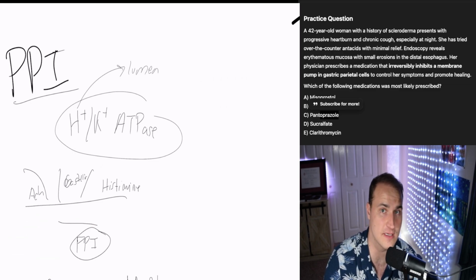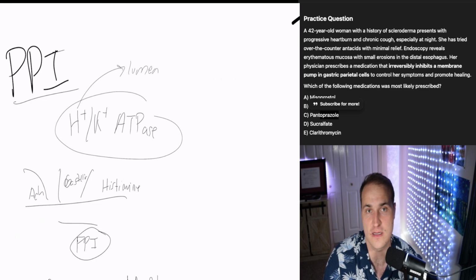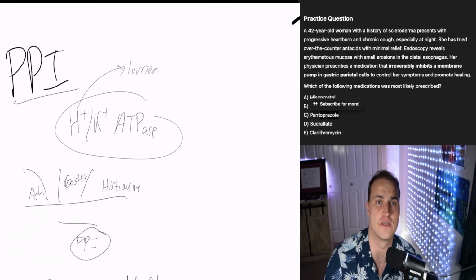PPIs, you think like omeprazole, esomeprazole, pantoprazole, and these must be taken before meals. Long term, you're going to monitor for B12 deficiency, and the gold standard for the treatment of erosive esophagitis and also Zollinger-Ellison syndrome is a PPI.